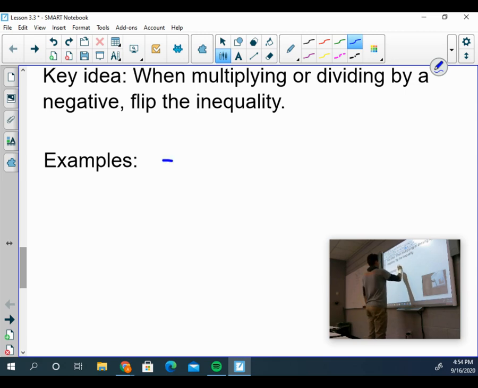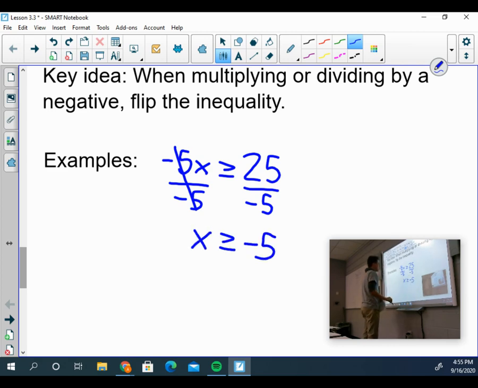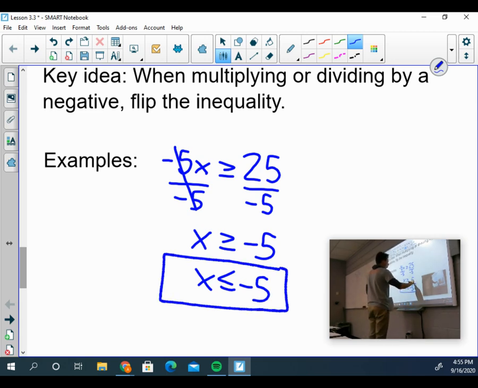Let's go through an example. If I have -5x is greater than or equal to 25, you all are immediately going to tell me to get x by itself, I need to divide by -5, and you're absolutely right. But when I divide by -5, I come up with the solution x is greater than or equal to -5. If you plug a number larger than -5 back into the original, like 0, for example, it will create a false inequality. So what you must do, because you divided by the negative, is flip that inequality around. This now will produce true math statements.